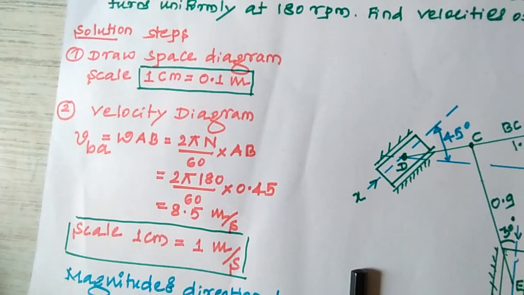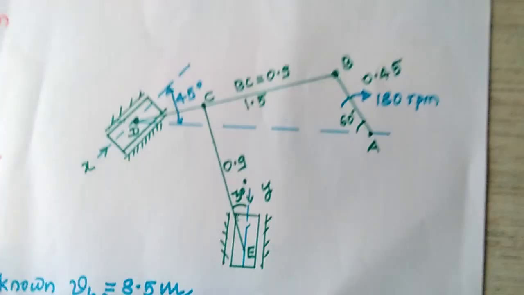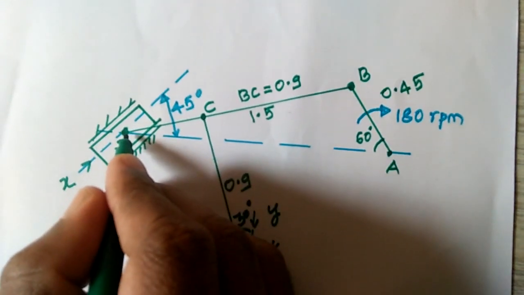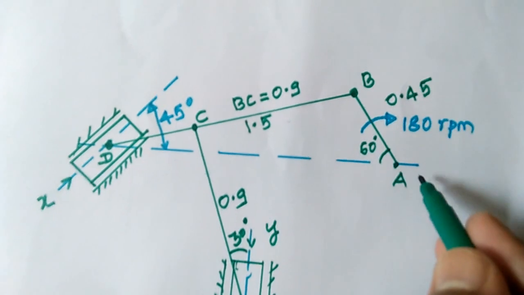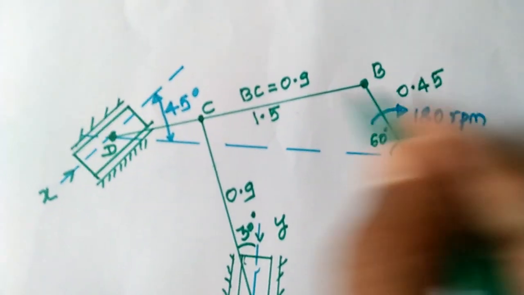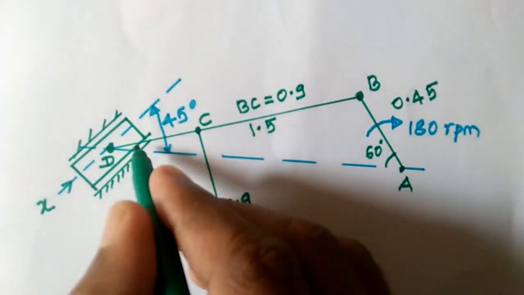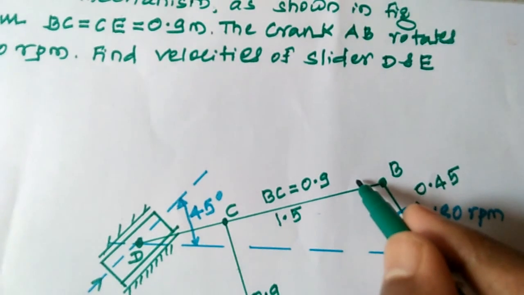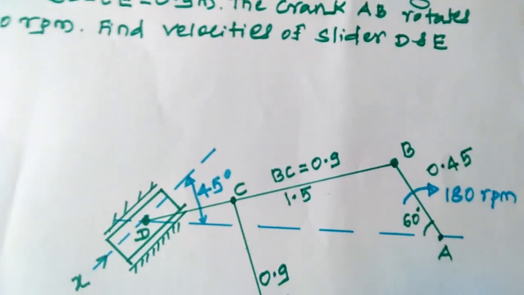First I have taken a rough diagram. I will explain what is given here. They are taken as ABD, that is a slider crank mechanism. The length of AB is 0.45 meter. The length of BD is given as 1.5 meter. Then BC is given as 0.9 meter.